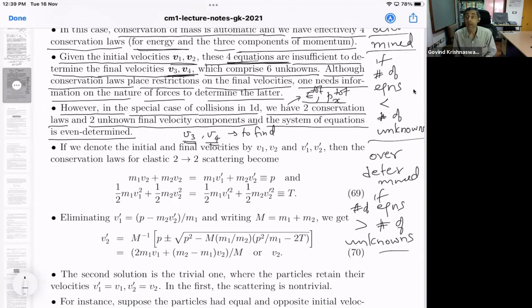And if you have more particles present, the problem becomes even more underdetermined because with every additional particle, you have 3 components of its velocity to be determined. So we are just very lucky that if you restrict yourself to 2 final particles, then things are relatively simple, and in one dimension, the system of equations is even determined. Okay, so let us look at this case just briefly. Any other question?